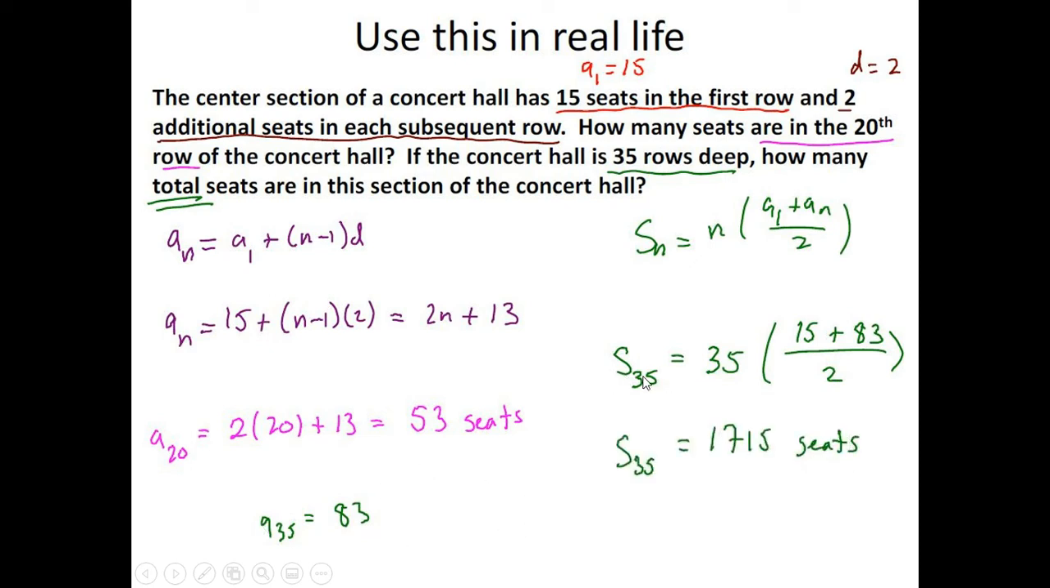But for S sub 35, the sum is going to be n, which is 35, times 15, which is a sub 1, plus a sub n, which is 83, divided by 2. It turns out to be 1715 seats. To have found this a sub 35, we would have had to do this same sort of thing, where it's 2 times 35, which would be 70, plus 13 would be 83 seats in the 35th row.